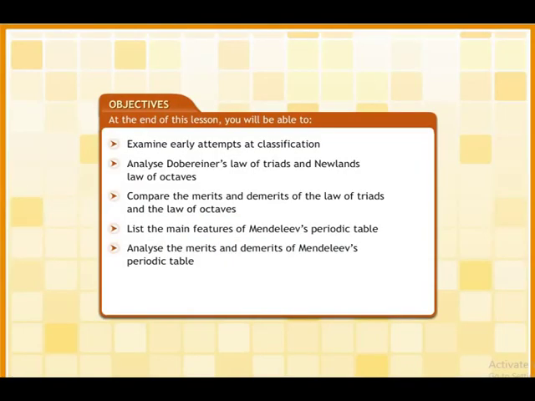In this lesson, we will learn how the attempts to classify elements led to the evolution of the periodic classification of elements. At the end of this lesson, you will be able to examine early attempts at classification, analyze Daubernier's law of triads and Newland's law of octaves, compare the merits and demerits of the law of triads and the law of octaves, list the main features of Mendeleev's periodic table, and analyze the merits and demerits of Mendeleev's periodic table.